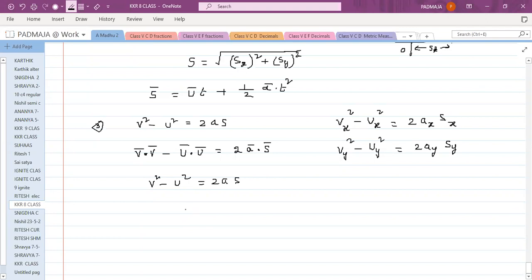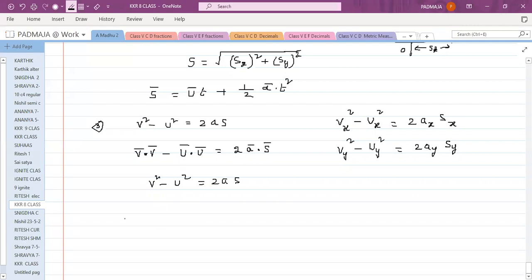x and y direction. And you can find what is the displacement of the particle after some time t, or what is the velocity of the particle after some time t, or what is the velocity of the particle after traveling some distance, like this we can find.